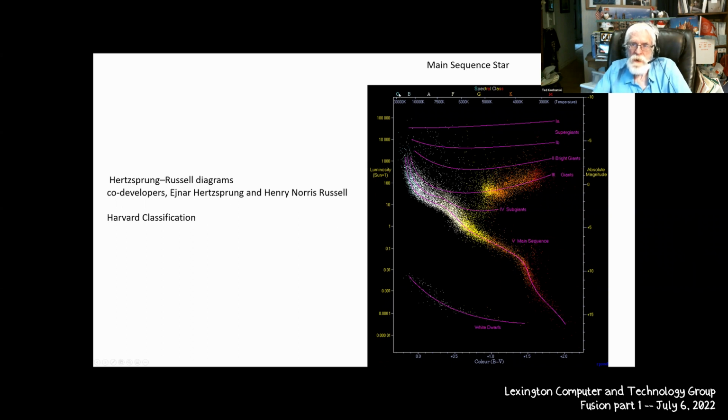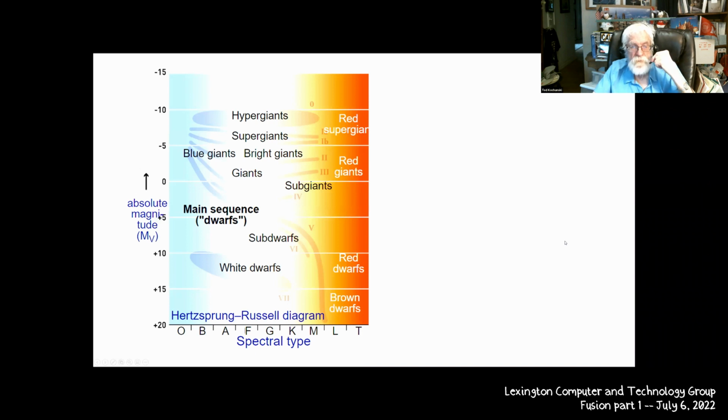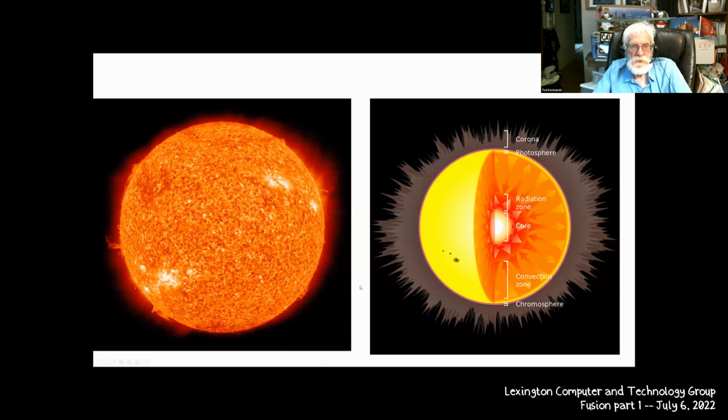When you go this way, you're getting very hot, and you go this way, you're going down in temperature. And here's the sun. It's a G-class star. So you draw this line down here and you hit this thing, and somewhere around there's the sun. Now, another version of the same thing, basically. Absolute magnitude this way, spectral classification, or temperature this way. So here's the sun. It's a main sequence star.